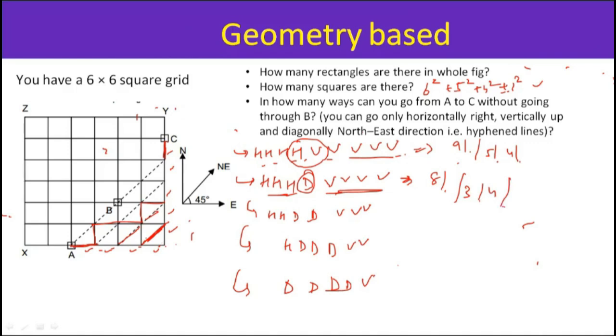Whether you take this diagonal, or maybe you take 2 horizontal steps first, then take a diagonal, then horizontal, and then vertical, whatever it is. Similarly for this, how much will it be? 3 plus 2, 7 factorial by 2 factorial, 2 factorial, 3 factorial. Similarly, this will be 4 plus 2, 6 factorial by 3 factorial, 2 factorial. Similarly, this is 5 factorial by 4 factorial. Find these individually and then add them. You will get the answer as 81.